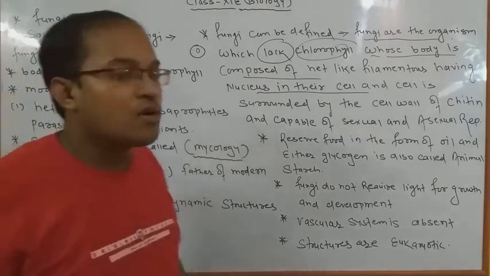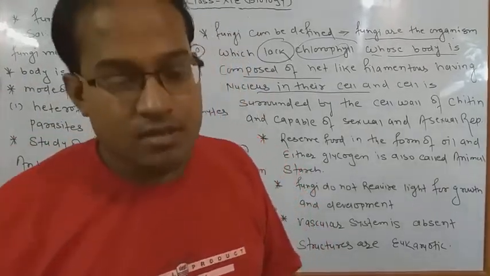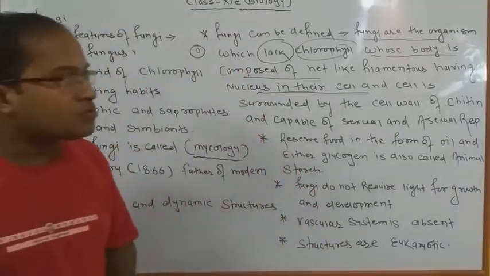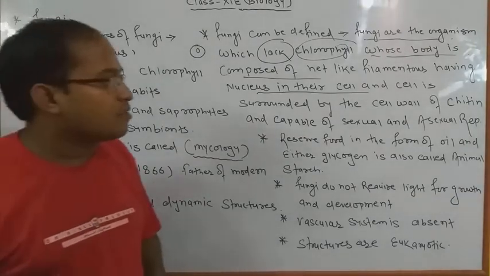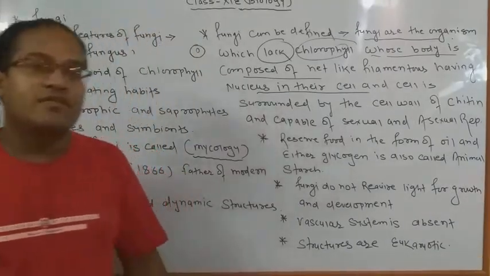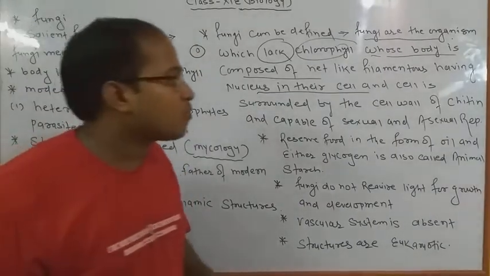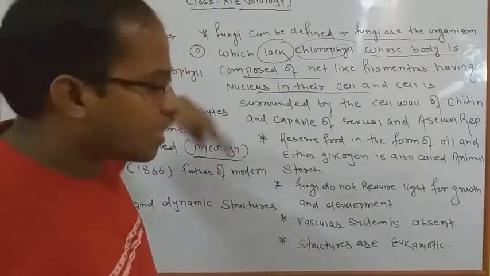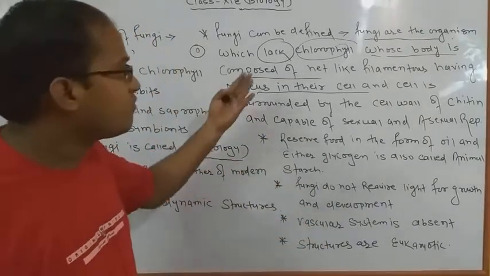Several types of cell wall are made up of cellulose. Some types of cell wall are made up of exoskeleton cells, and some cell walls are made up of chitin. So different organisms carry different types of cell wall. The most important point is that fungi can be expanded in a different form.